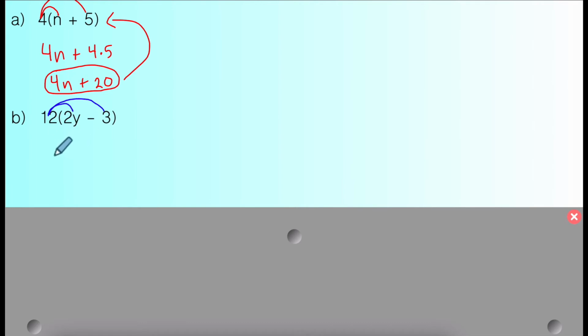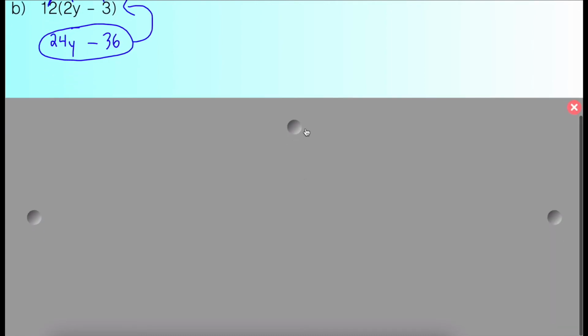12 times 2 is 24y minus 12 times 3, which is 36. And this is my simplified, rewritten version of the original expression. Not too bad, right? Let's look at a couple more examples.